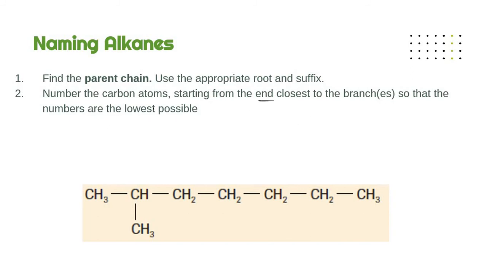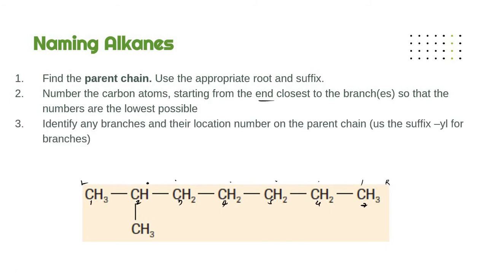Okay. And then the next rule, number the carbon atoms starting from the end closest to the branches so that the numbers are as low as possible. So the rule is that we have to get our numbers as low as possible. Do we start at the left or the right? So which side is closest to a branch? As we go here from 1, 2, we see a branch right away. So continue 3, 4, 5, 6, and 7. If we start our 1 here, it takes a long time before we get to a branched carbon. So that's wrong. Make sure that it's the end closest to a branch.